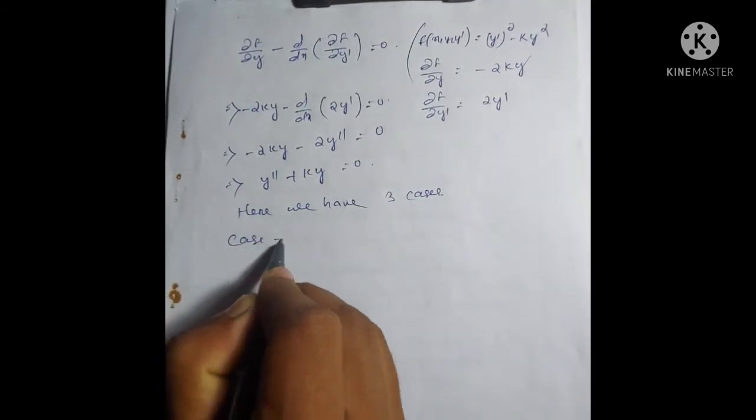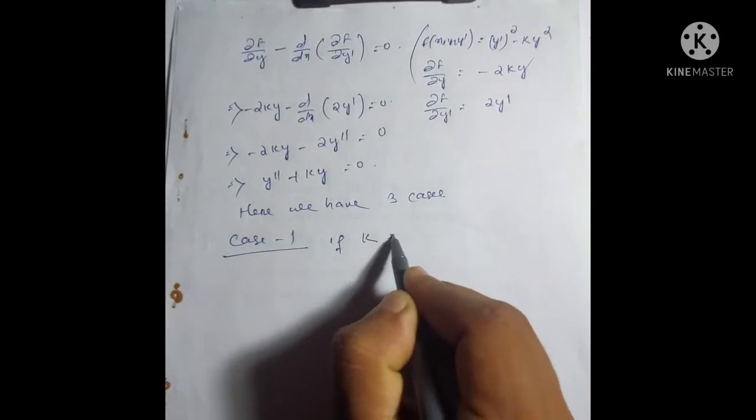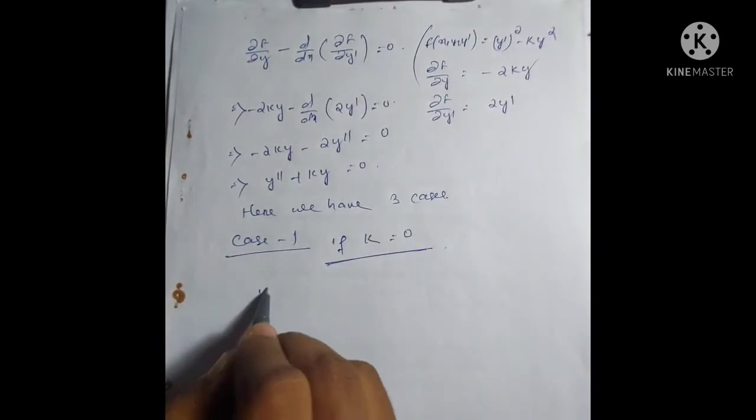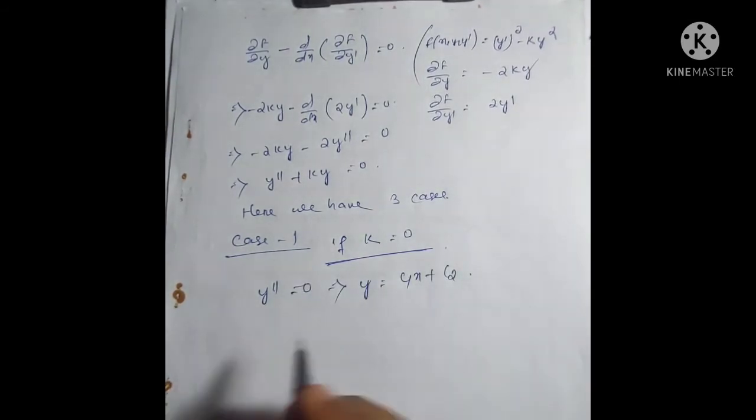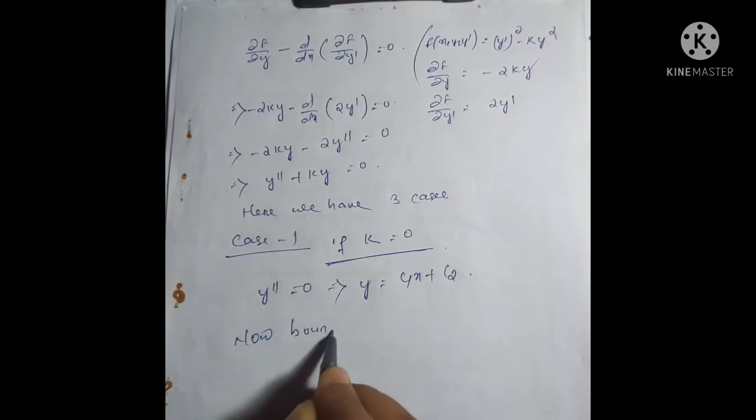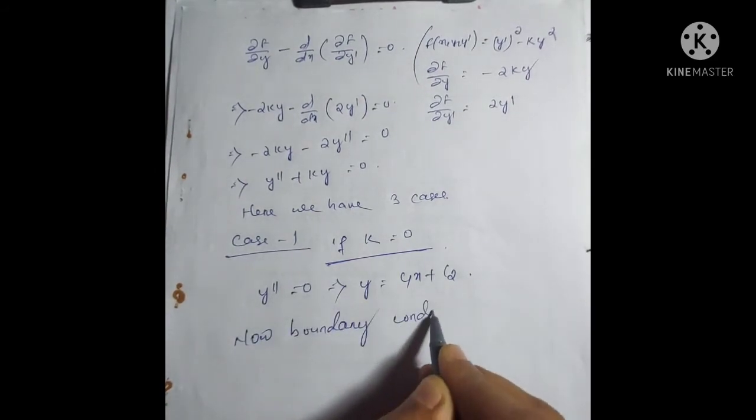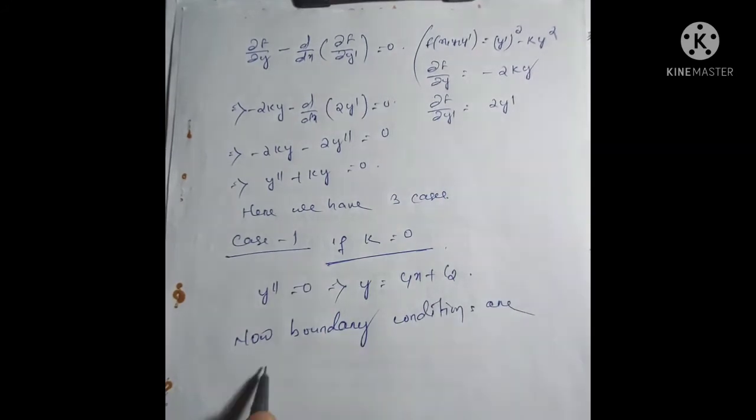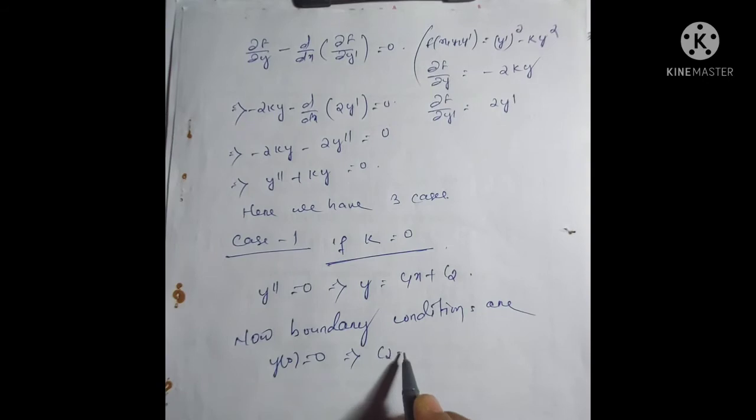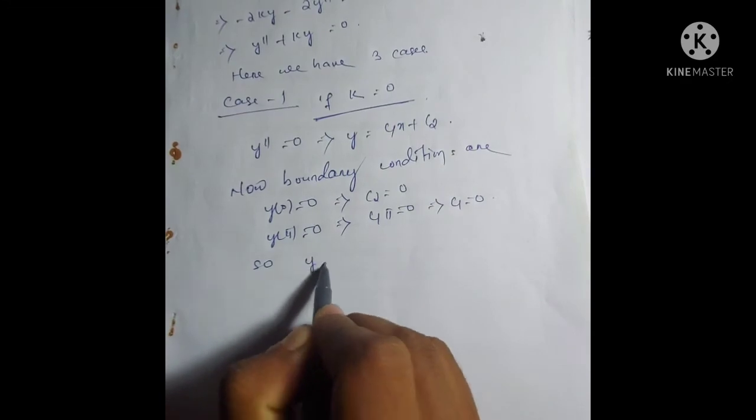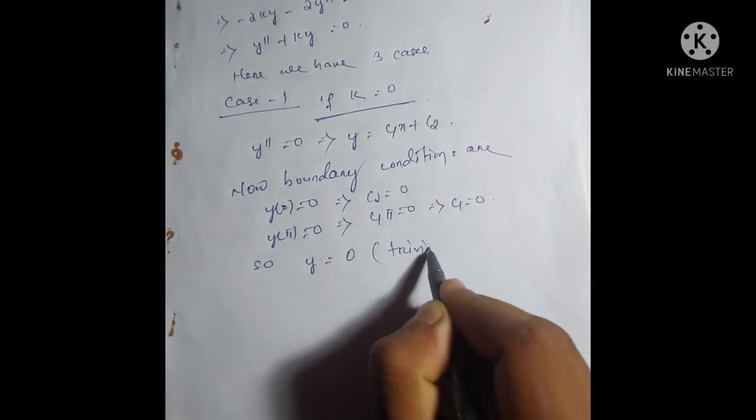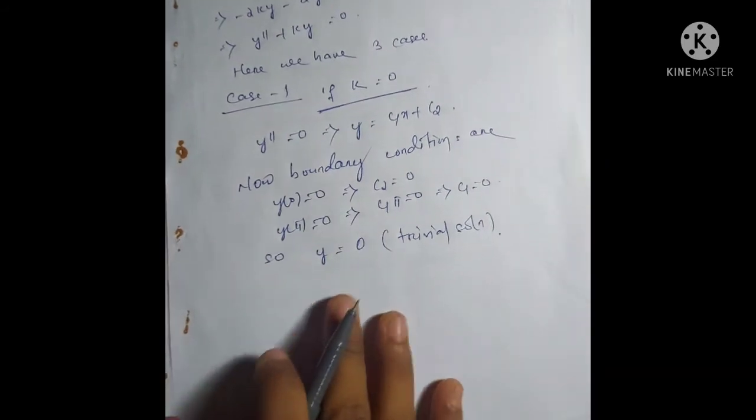Now case 1, if k is equal to 0, then y double dash is equal to 0. This implies that y is equal to c1 x plus c2. Now boundary conditions are y of 0 is equal to 0. This implies that c2 is equal to 0, and y of pi is equal to 0. This implies that c1 pi is equal to 0. This implies that c1 is equal to 0. So y is equal to 0 is a trivial solution.